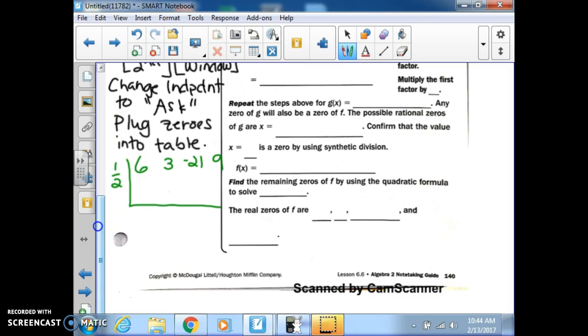Alright, so drop this down. Get 6. 6 times 1/2 is 3. Drop that down, you get 6. 6 times 1/2 is 3. Drop this down, you get negative 18. Negative 18 times 1/2 is negative 9, and you get 0. Alright, so now you have 6x squared plus 6x minus 18.